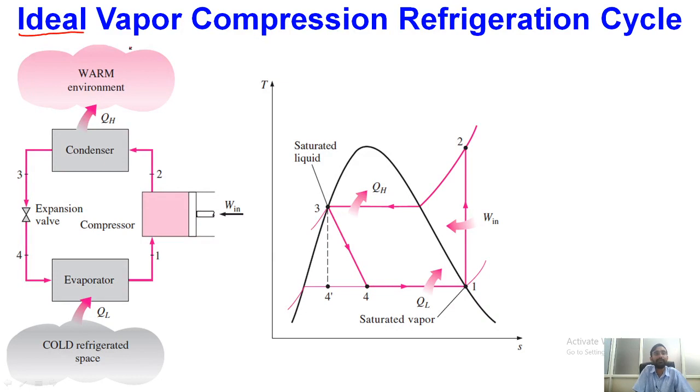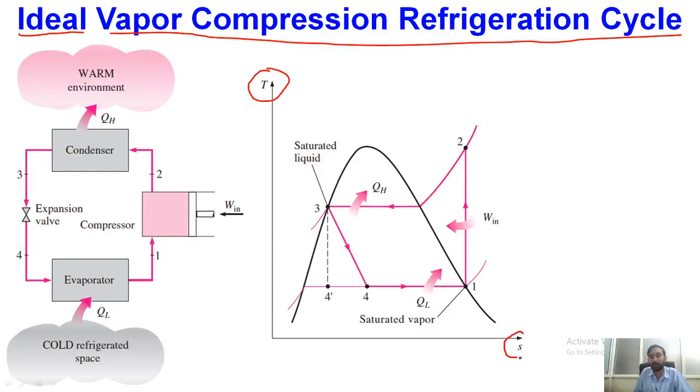Okay, so this type of ideal cycle is known as the ideal vapor compression refrigeration cycle. If you see over here, this is the schematic representation of the cycle, and this next diagram is the temperature-entropy plot for the same.